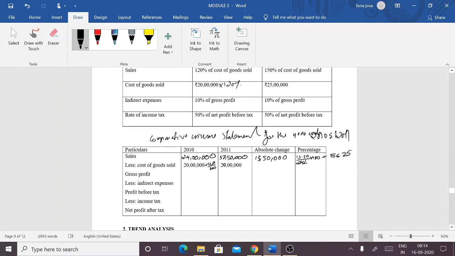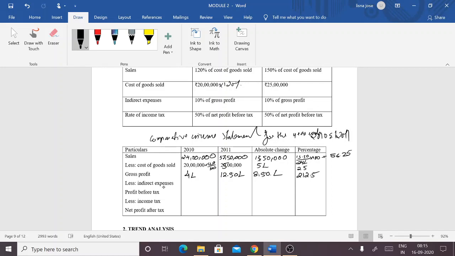Just like that, you need to calculate the cost of goods sold. Here the cost of goods sold is 25 lakh, so an increase of 5 lakh has happened, and the percentage change is 25. Then you need to calculate the gross profit. Sales minus cost of goods sold gives the gross profit. So here it is 4 lakh, and here it is 12 lakh 50,000. The absolute increase is 8 lakh 50,000, and the percentage change is 212.5.